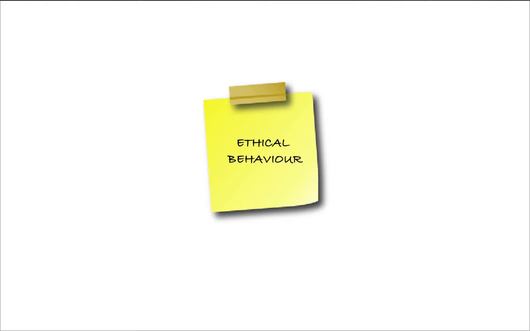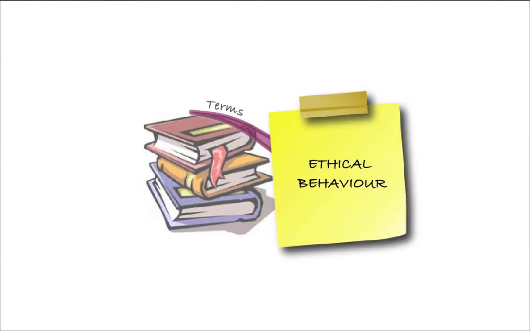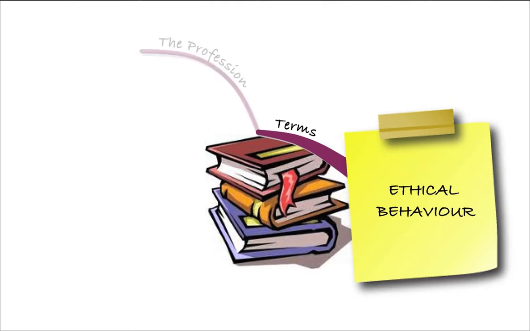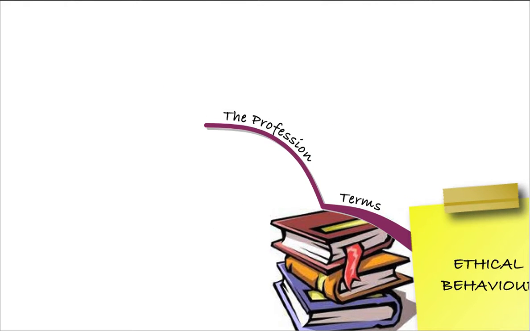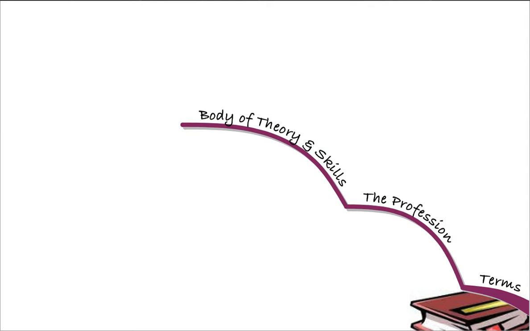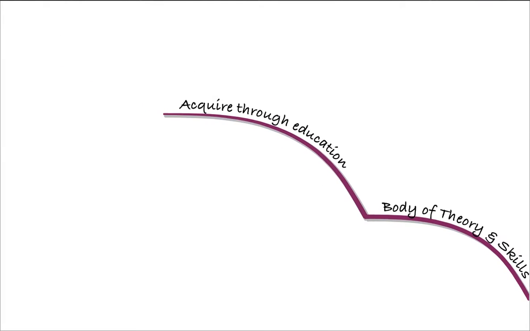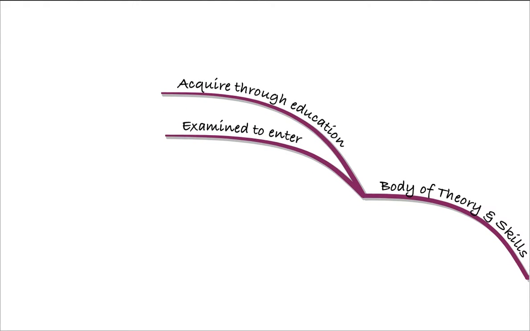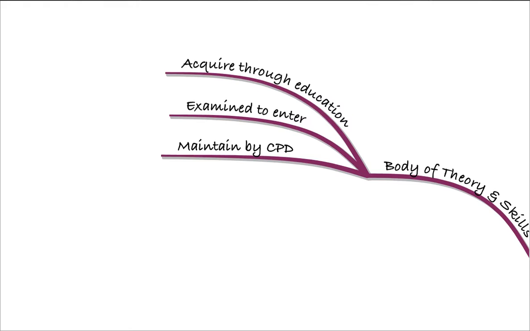This is a recap of our first lecture on ethical behaviour. So we introduced first of all some terms. The first one we looked at was the profession. The accountancy profession is a body of theory and skills. We acquire those theory and skills through education and we're examined to enter the profession. We're also maintaining that body of theory and skills by continuing professional development.